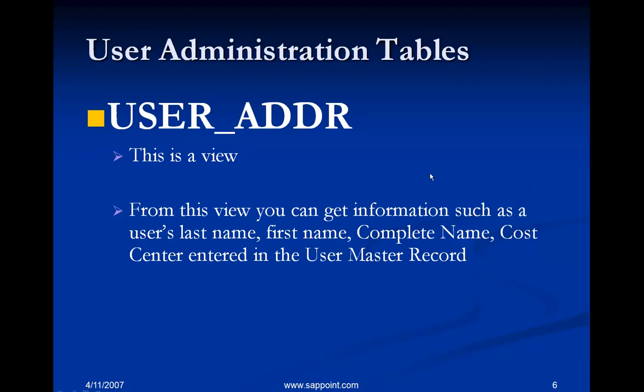And that other table is user underscore ADDR. Now, it's not a table, it's actually a view. And this view or table will give you the information such as the last name and the first name of the user. It also gives the complete name, and the cost center that you have entered in the user master record. So you can use USR02 to get the logon information, and you can use user underscore ADDR to get the last name and the first name.